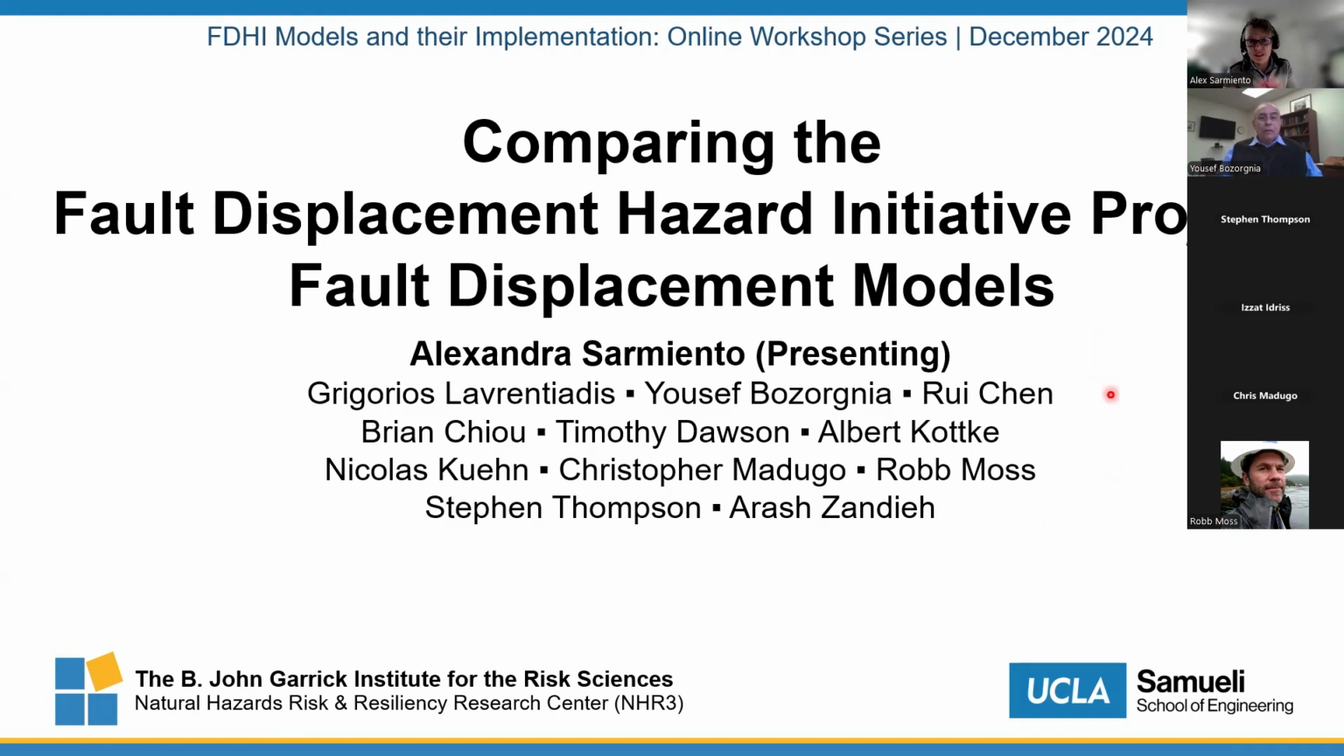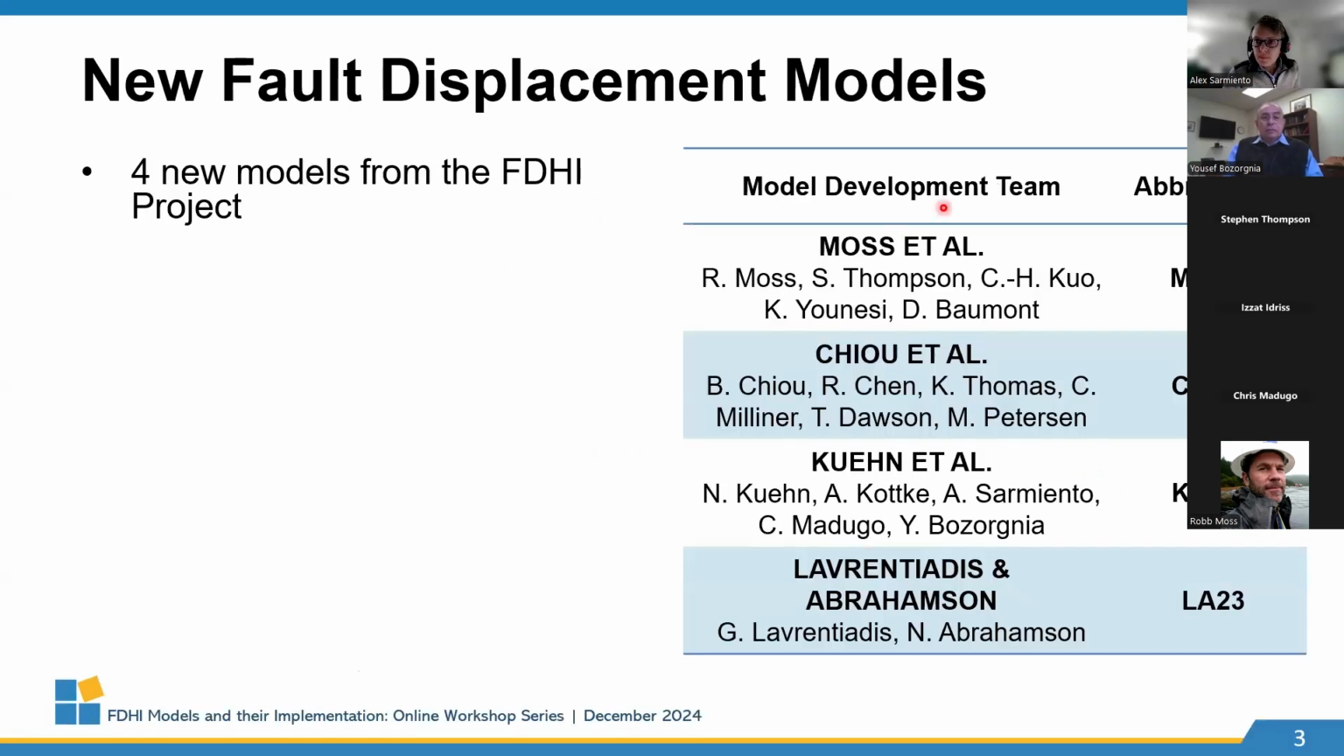And as with every other part of the FDHI project, what you see here really is the result of a collaboration with major contributions from all of the model developers in the FDHI project. So we've learned over the last couple of days that there are 4 new fault displacement models that have been developed through the FDHI project. And this table here on the right lists the members of the modeling teams of the 4 new models, as well as the abbreviations that I'll use throughout the rest of this talk for these models.